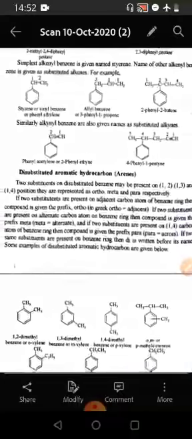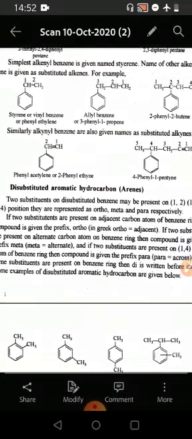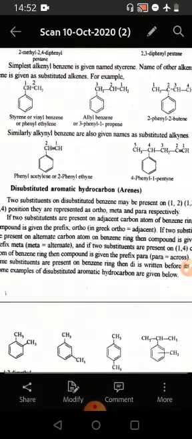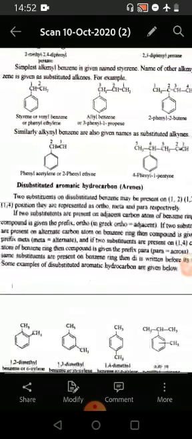Names of other alkenyl benzenes are given as substituted alkenes. For example, styrene or vinylbenzene or phenylethylene, 3-phenyl-1-propene, 2-phenyl-2-butene. Similarly, alkynyl benzenes are also given names as substituted alkynes. For example, phenylacetylene or phenylethyne, 4-phenyl-1-pentyne.